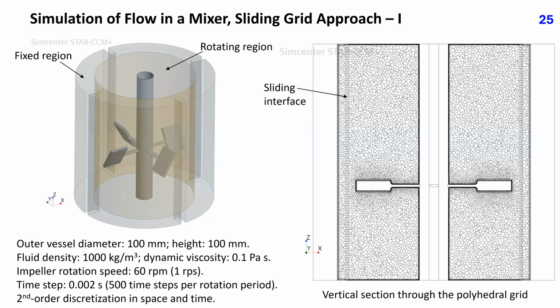The solution domain is split into 2 regions. One is attached to the impeller and rotating with it, while the other region is attached to the vessel wall and is fixed. This plot shows an axial section through the polyhedral grid. The section plane is passing through the fixed baffles. One prism layer is created on each side of the sliding interface between the 2 regions.